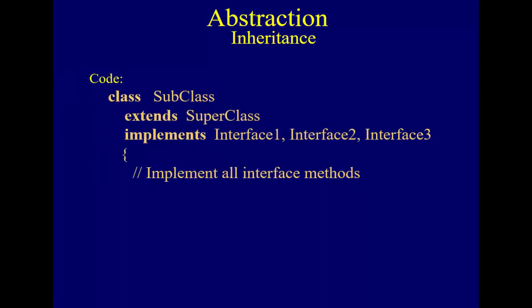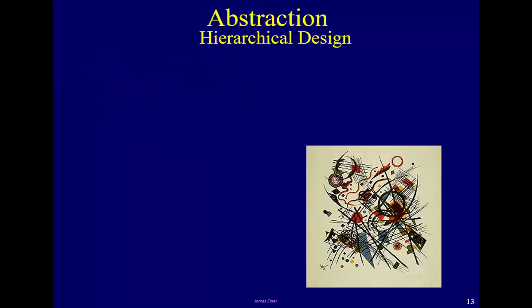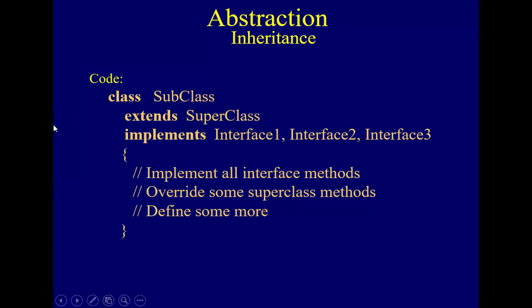Right, so here's just the code. So I guess we're doing a little code there, right? We say it's a class and it's a subclass. This subclass extends this bigger class, and it implements these interfaces, and it overrides, right? It implements some of the interfaces that don't have code. You have to implement them, and it overrides some of the code from the superclass, and it defines some more things.